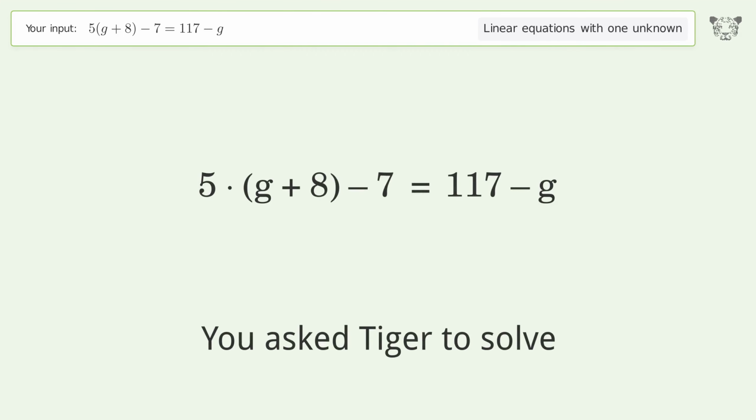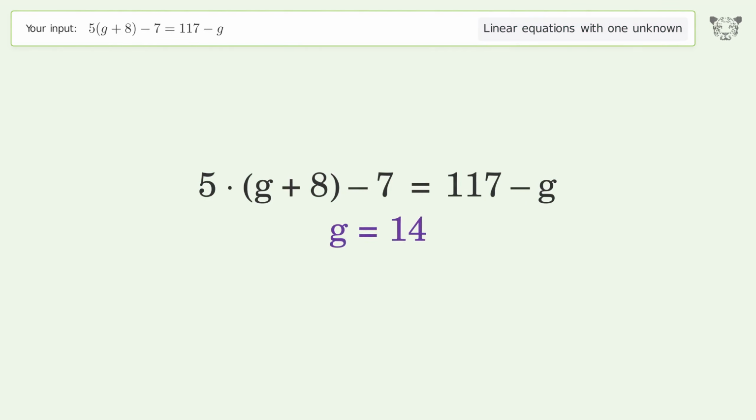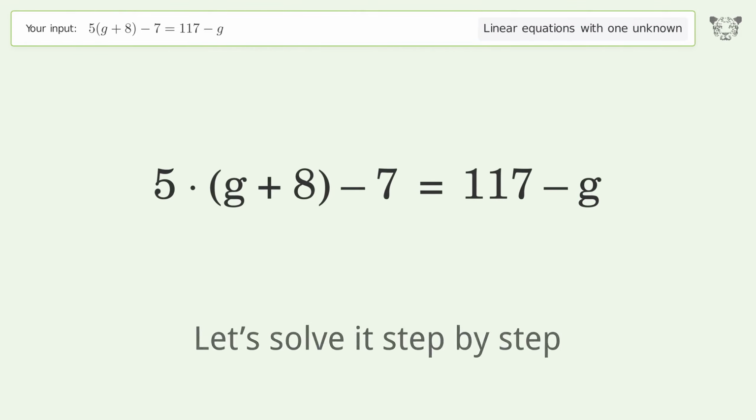You ask Tiger to solve. This deals with linear equations with one unknown. The final result is g equals 14. Let's solve it step by step.